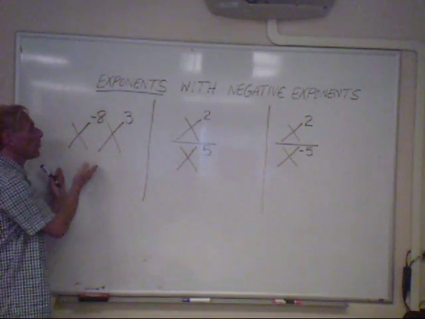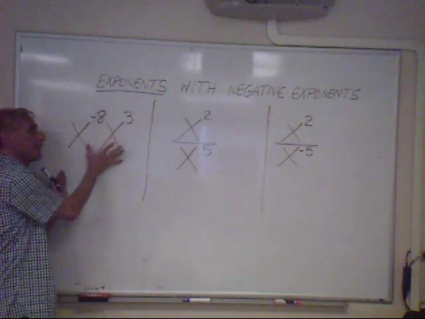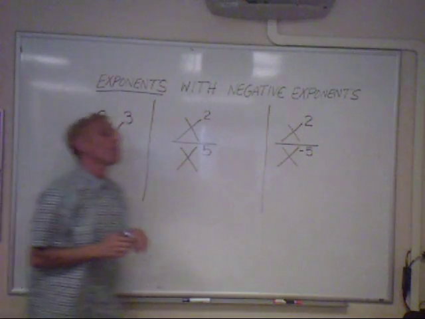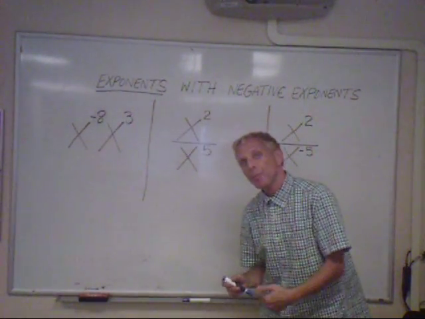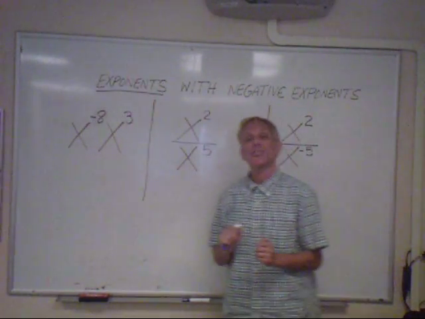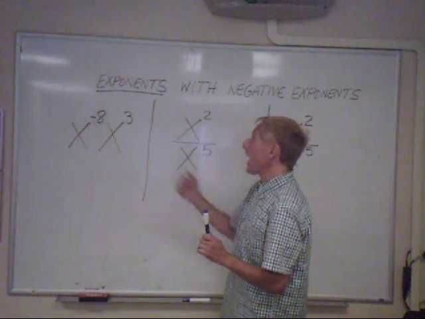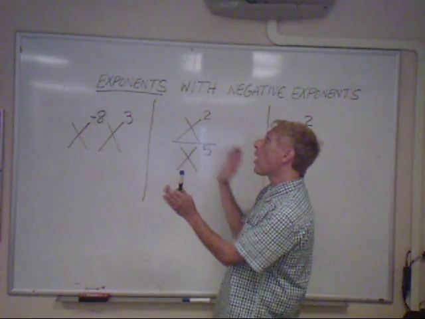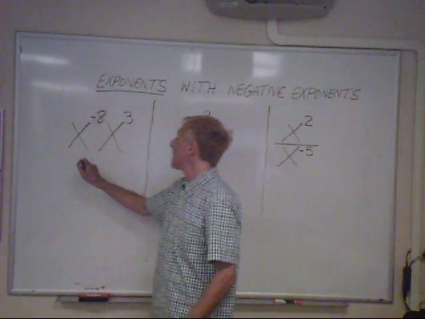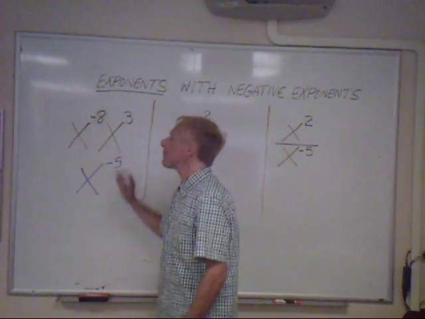Here's our first one. We have x to the negative 8 times, because they're next to each other, x to the third. As you may remember, when you multiply exponents, you add them, and this is definitely multiplication, same letter right next to each other. So we're going to add the exponents, and when we combine a negative and a positive, we actually subtract the numbers, give it the sign of the higher, and we end up with x to the negative fifth.